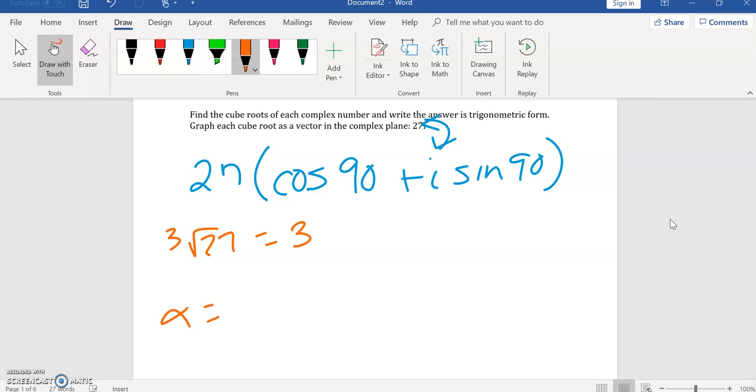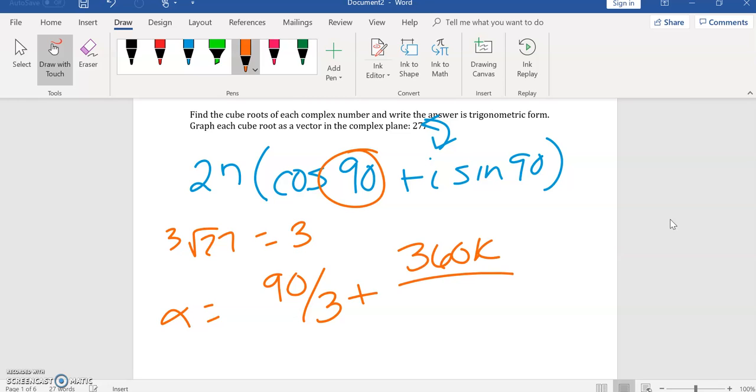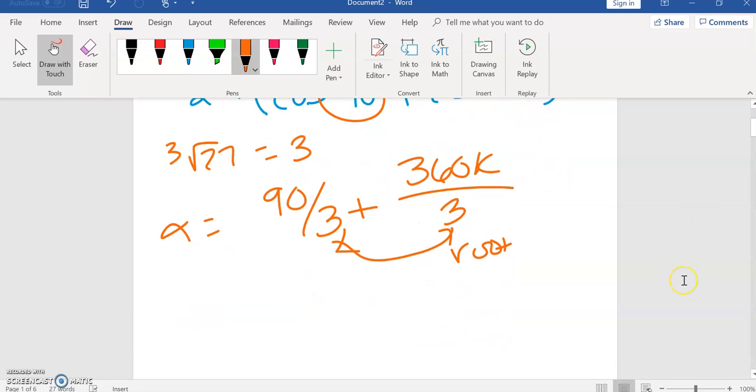And then we need to figure out our alpha. So our alpha is going to be this divided by the number of roots, so 3, plus 360k, so 1 lap around, and if we were in radians, would be 2 pi divided by 3. And so both of these here, this is the root, and we were told right here it's a cube root, a third root. And we simplify this down, so this is 30 plus 120k.